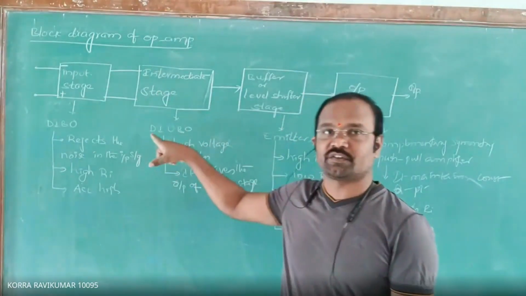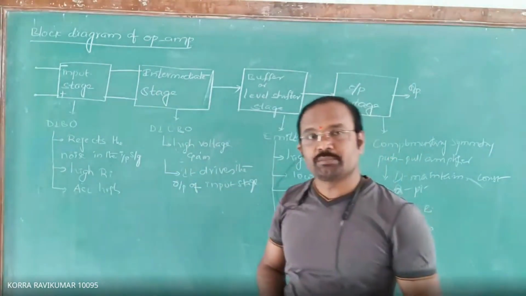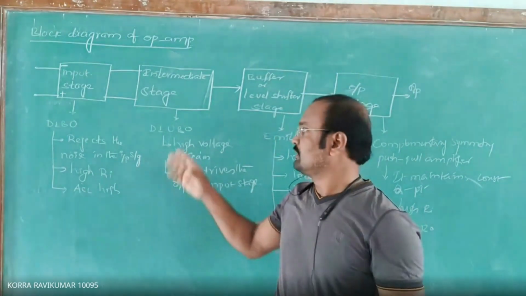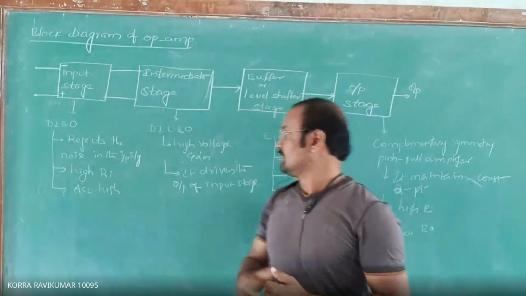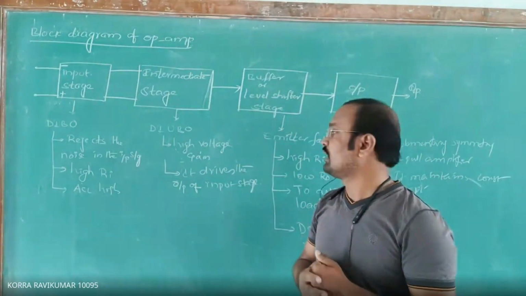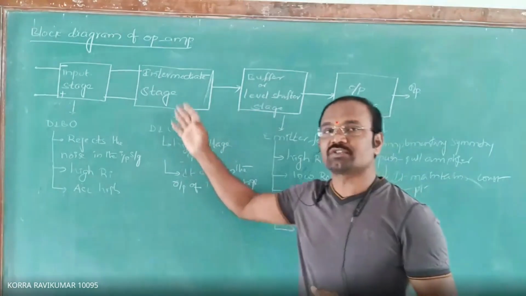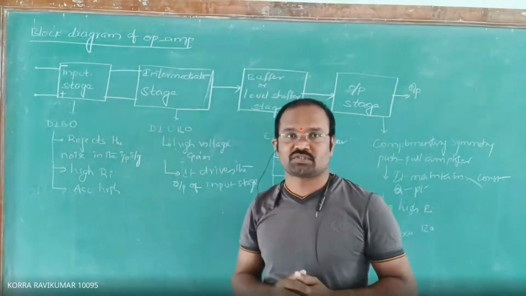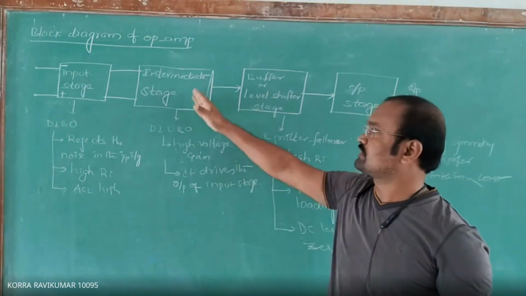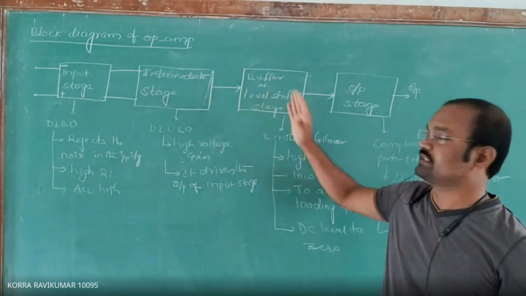It internally consists of a dual input unbalanced output differential amplifier. The purpose of this circuit is to maintain high voltage gain, and it can also drive the output of the first stage. And the output of the second stage will be applied as input to the third stage.